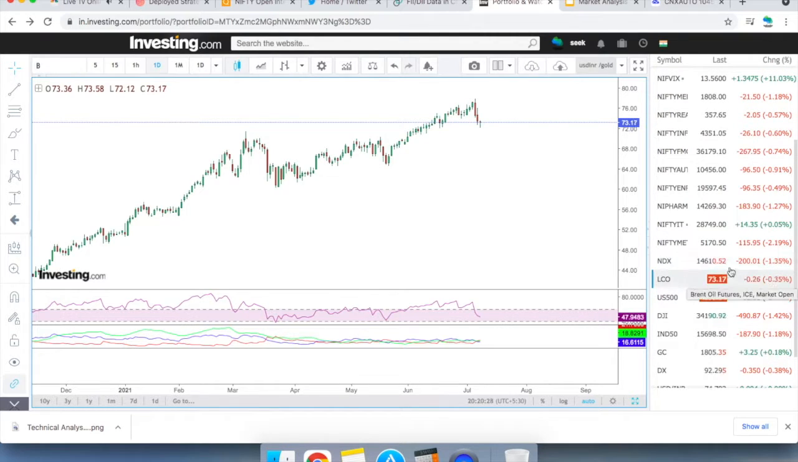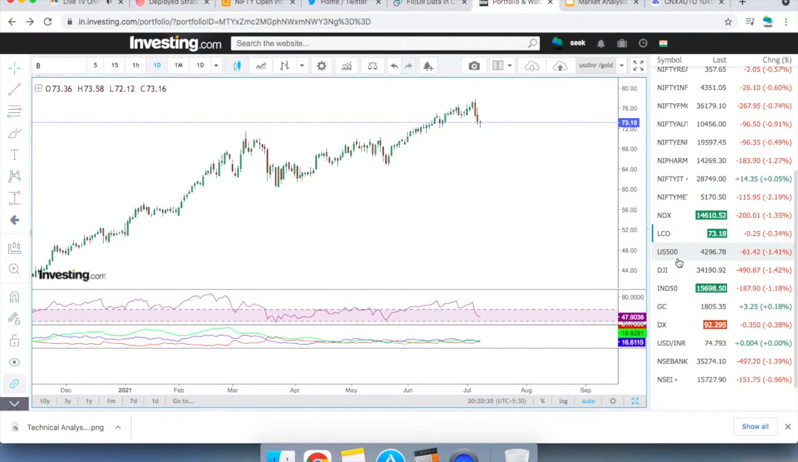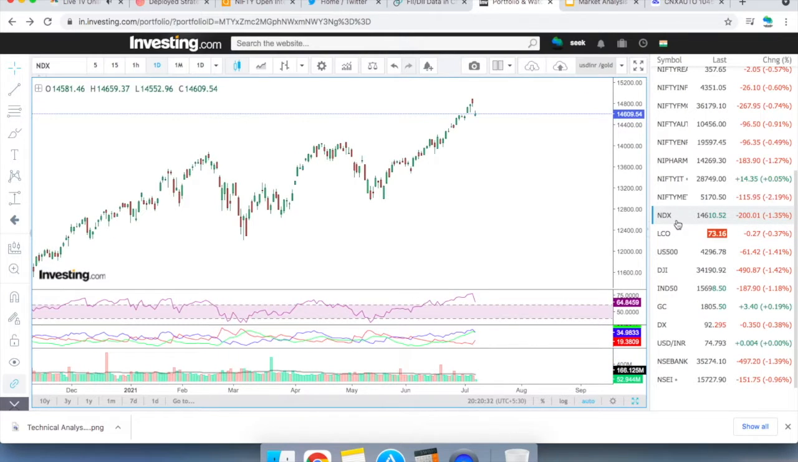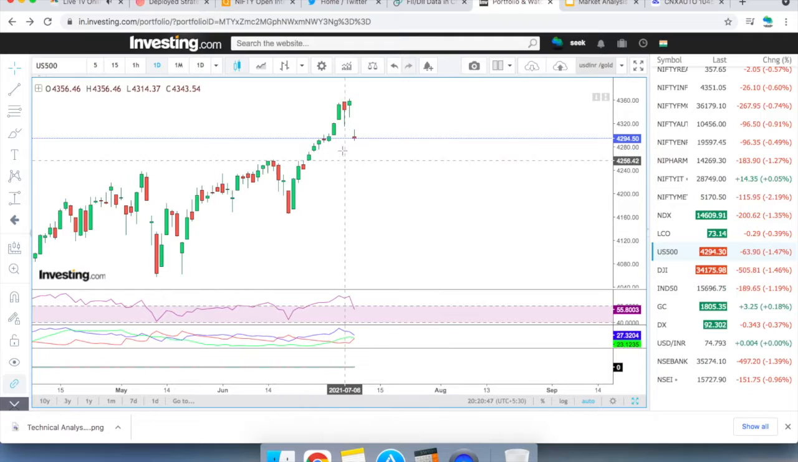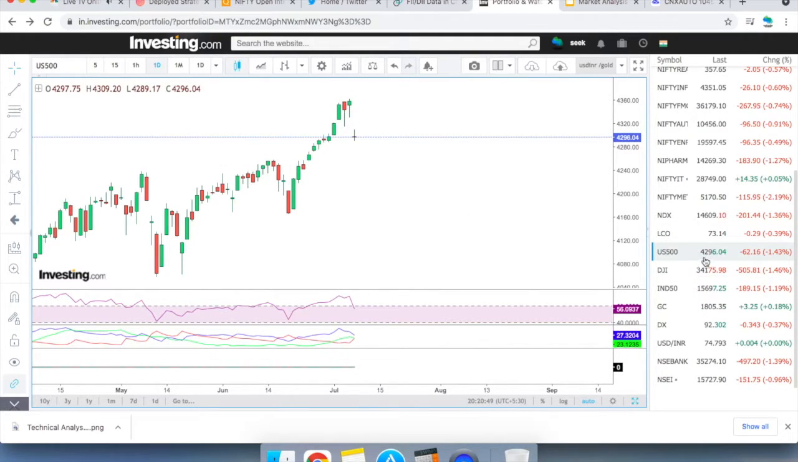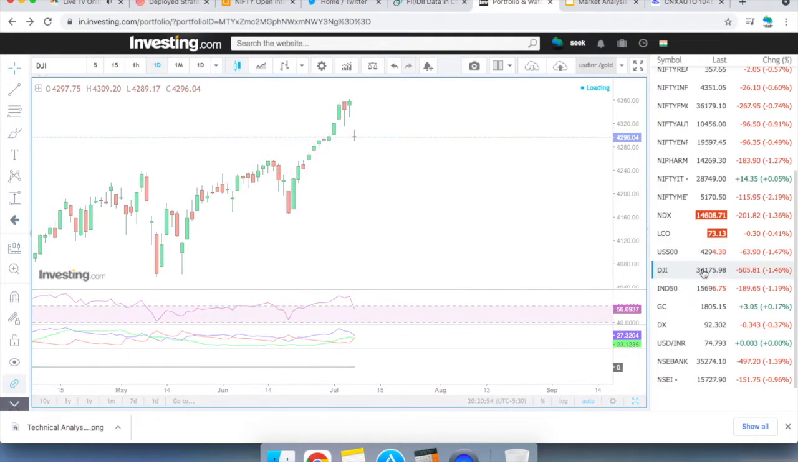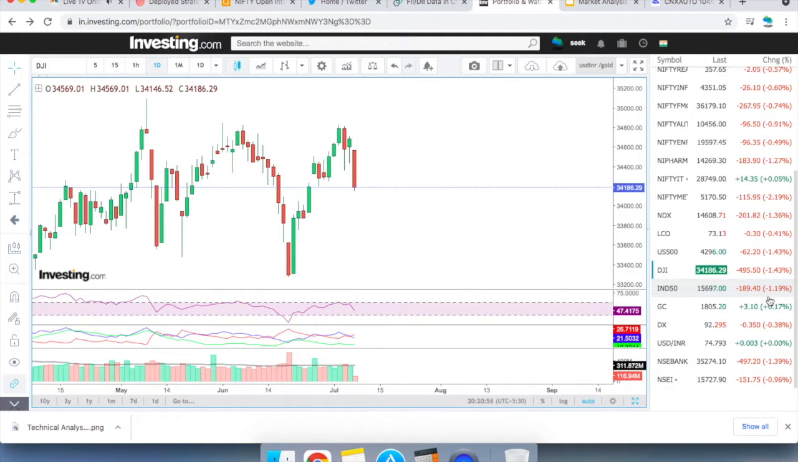Now let's see what the US markets are doing. US markets have fallen hugely as of the time of recording this. Nasdaq is 200 points down. Yes, so that's a gap down, a big fall. This is Dow and S&P 500. Dow Jones has fallen 200.